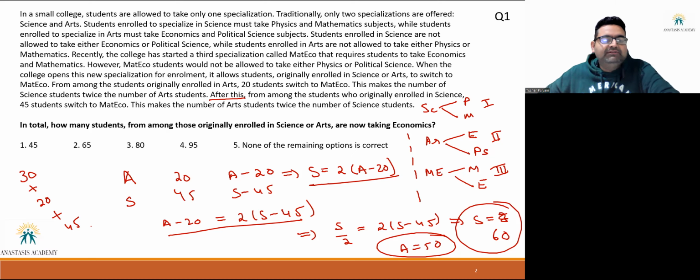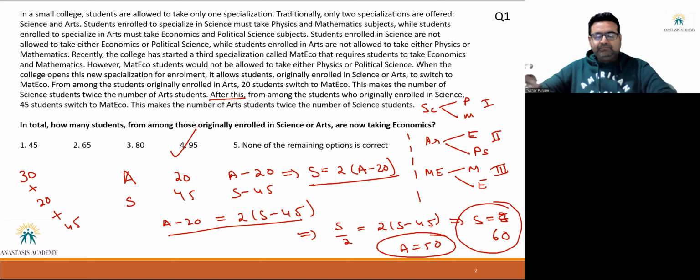So the most common mistake which could be made is you forgot about taking the original art students and take the answer as 65, which was very much there in the options, but the actual answer is 95, right? So it was a lengthy question to read, but the level of difficulty was not very high to begin your exam.